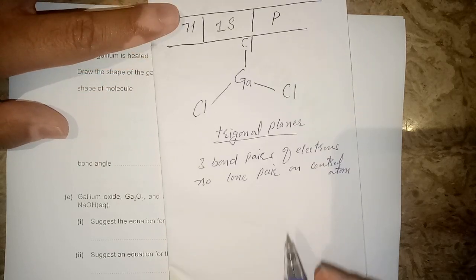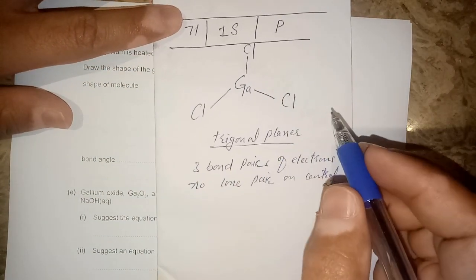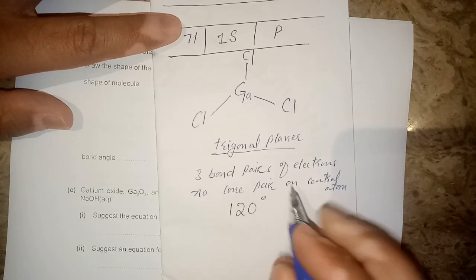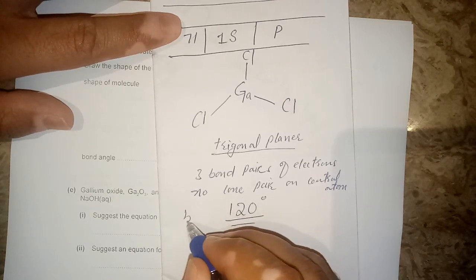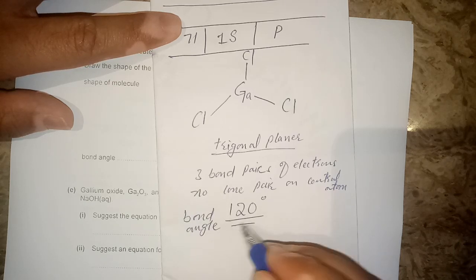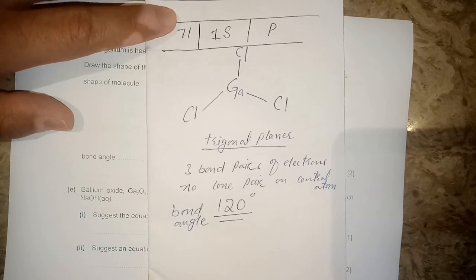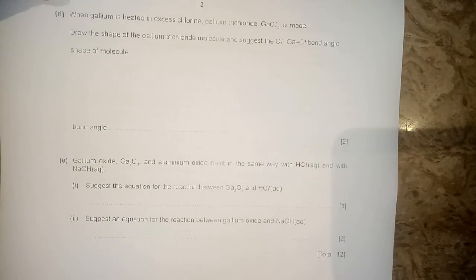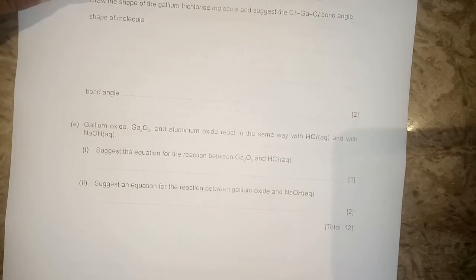And also remember the bond angle for trigonal planar is 120 degrees. So the bond angle for trigonal planar is 120 degrees. You have to remember it, and hopefully you will successfully get the 2 marks.